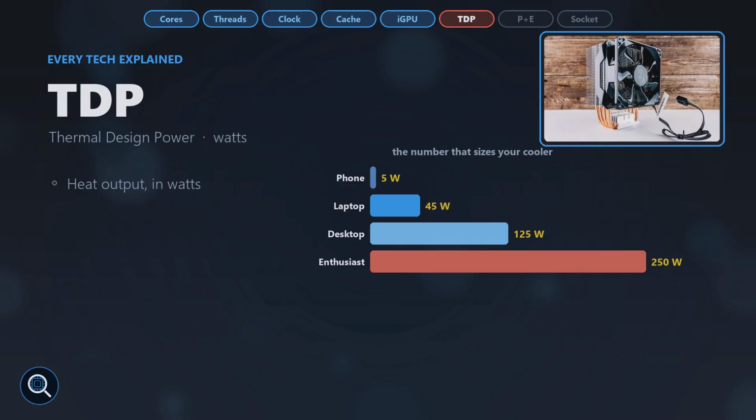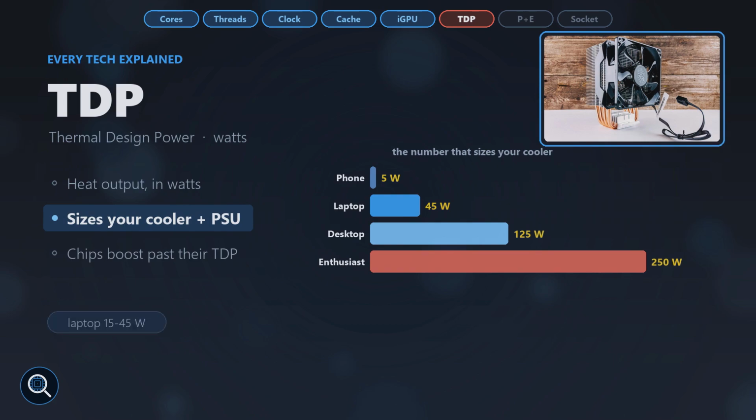The strength of the number is planning. Match your cooling to the TDP and the CPU stays fast, instead of overheating and quietly slowing itself down. The weakness is that it's not your real power bill.